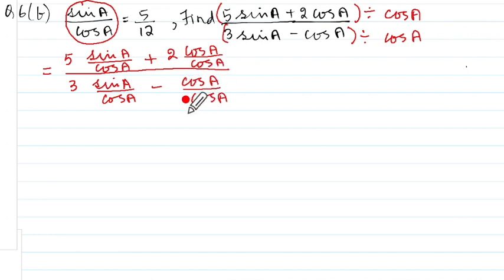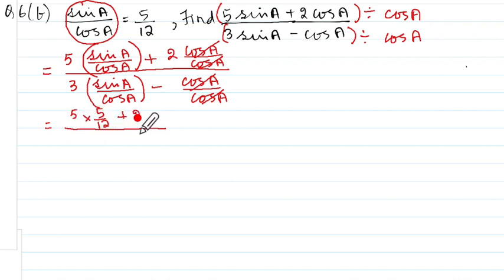Now after we have written this, see what happens. This cos a gets cancelled. This cos a gets cancelled. And sin a upon cos a is 5 upon 12. This sin a upon cos a also is 5 upon 12. So let us substitute the values. So we will have 5 into 5 upon 12 plus 2 into 1. Here it will be 3 into sin a upon cos a is 5 upon 12, and minus it will be 1 here.